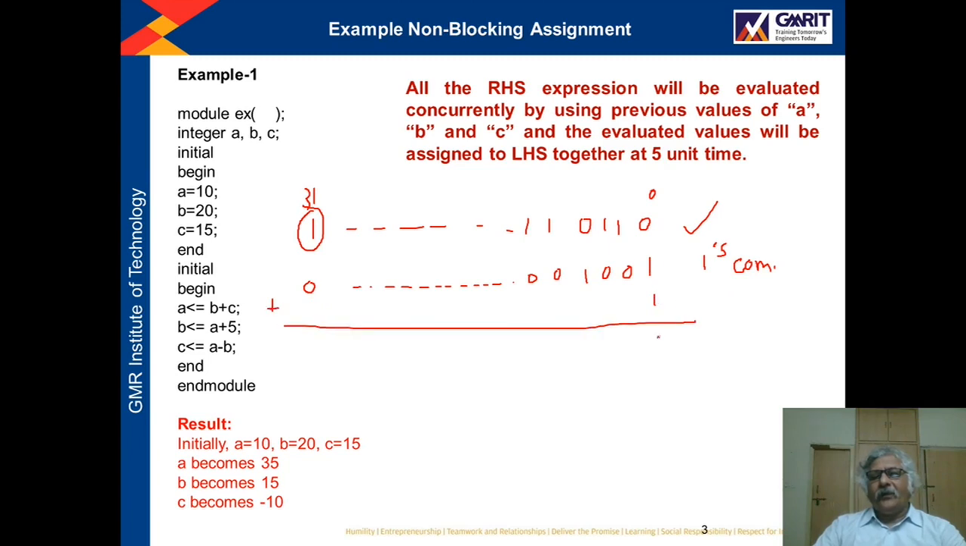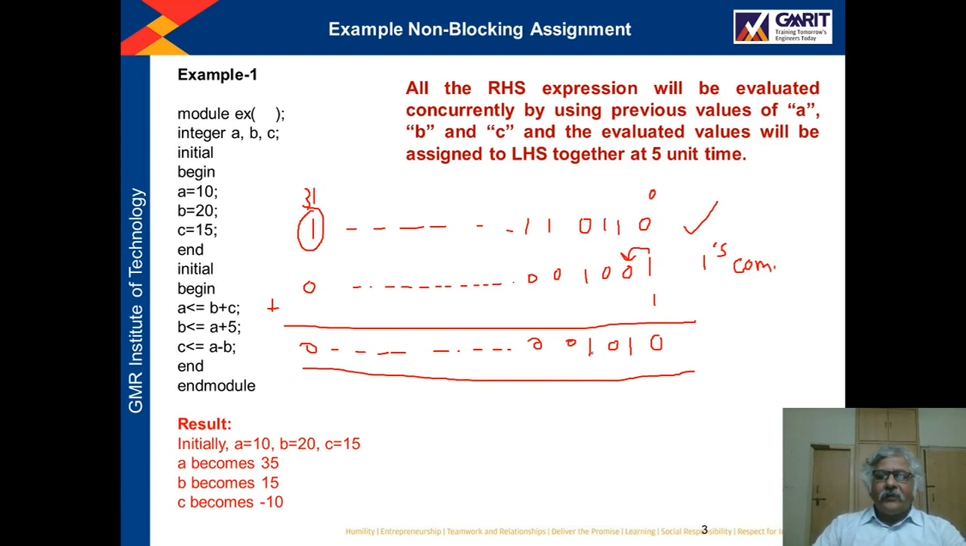What is the result? 1 plus 1 is 0 and a carry of 1 is generated. And that 1, 0, 1 and all the rest are 0. So this is the magnitude of this negative number. So what is this number? This number is 10. 10 is the magnitude, and you put a minus sign in front of this. So this is the result. Exactly, this is the value of C, minus 10. Right? Okay.